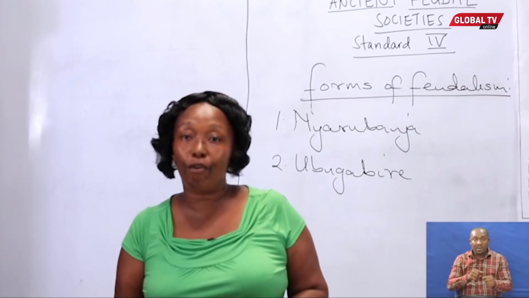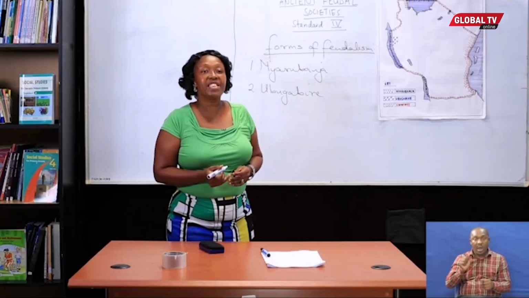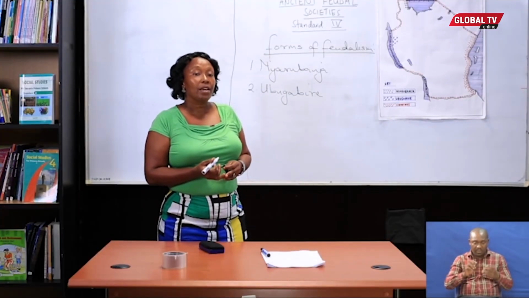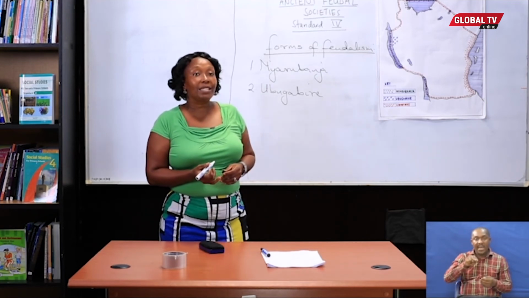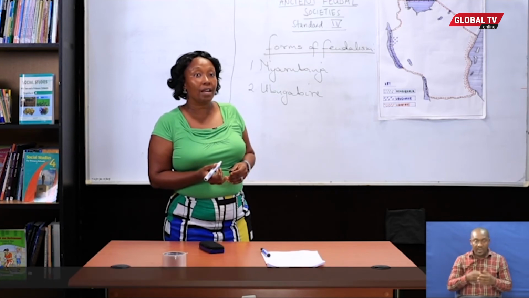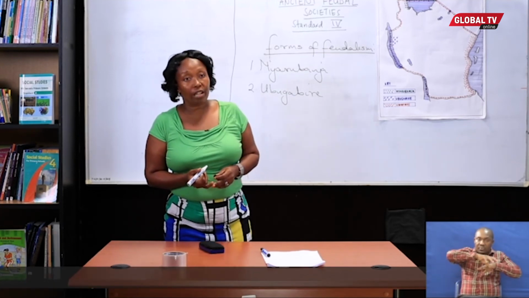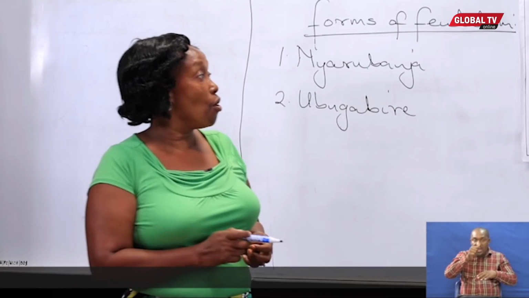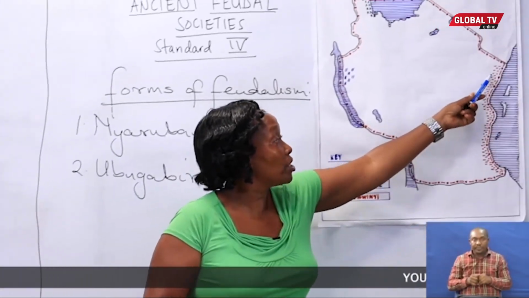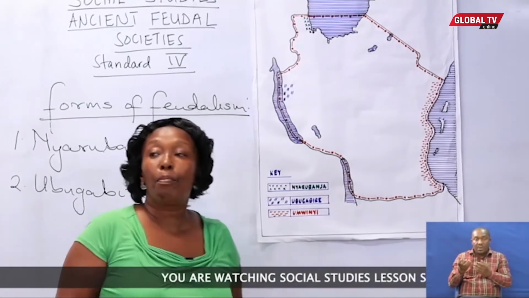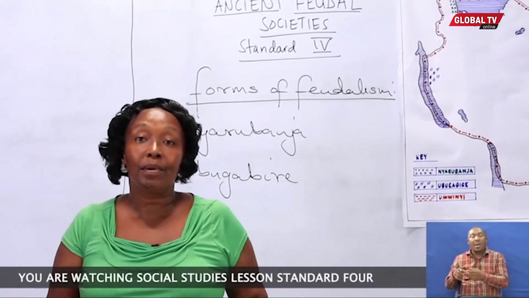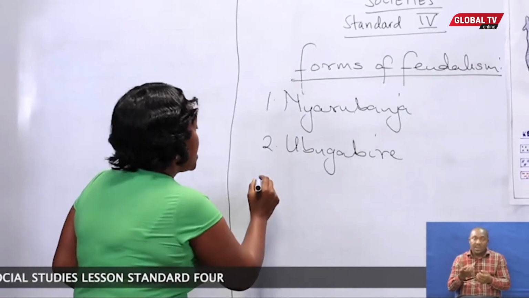And the last form is called Umwinyi. Umwinyi is the last form of feudalism, which was practiced along the coast area of the Indian Ocean. The society that lived there practiced the system called Umwinyi.